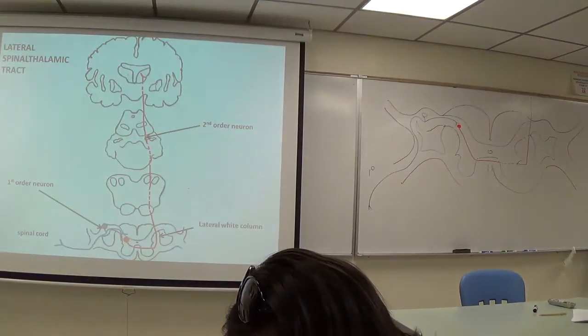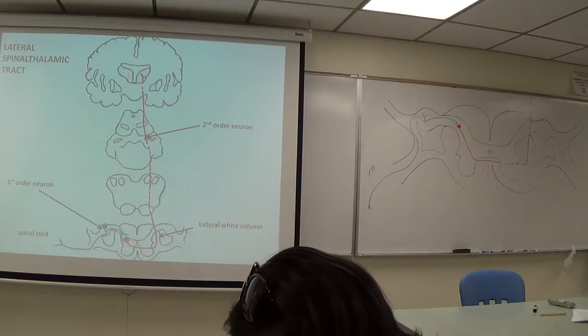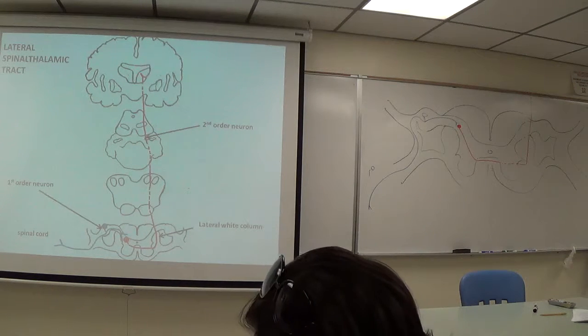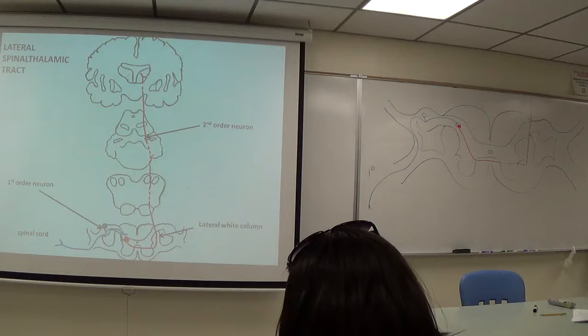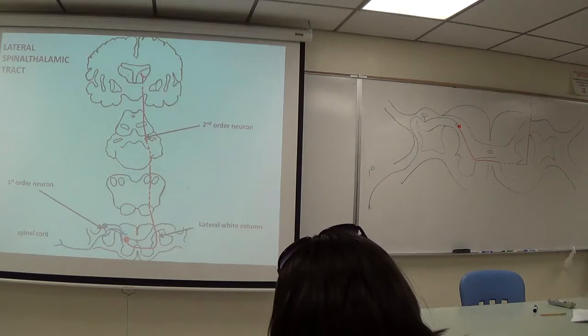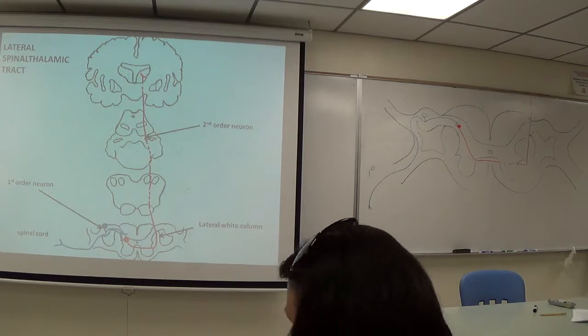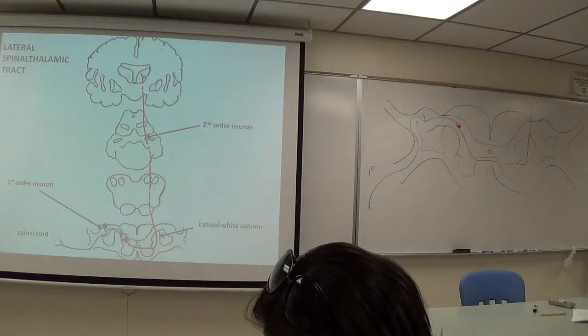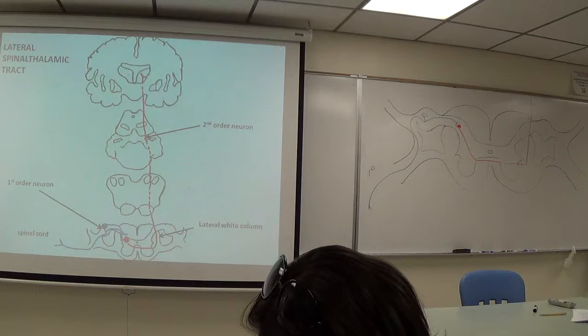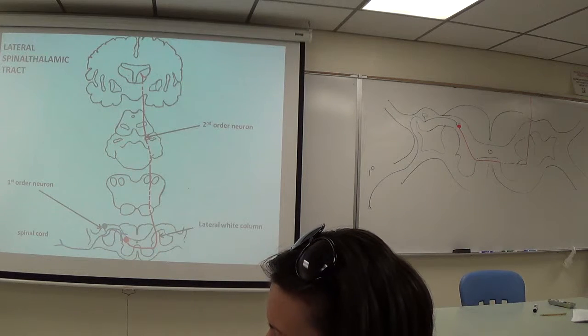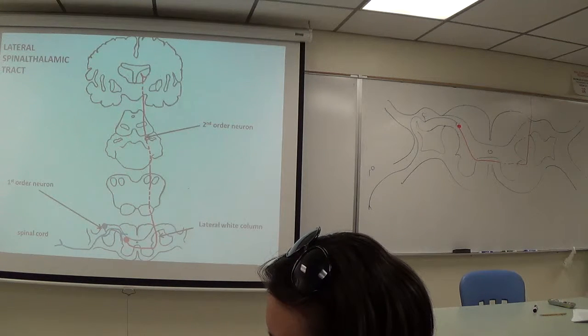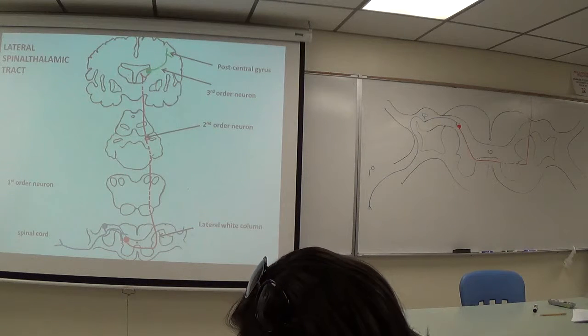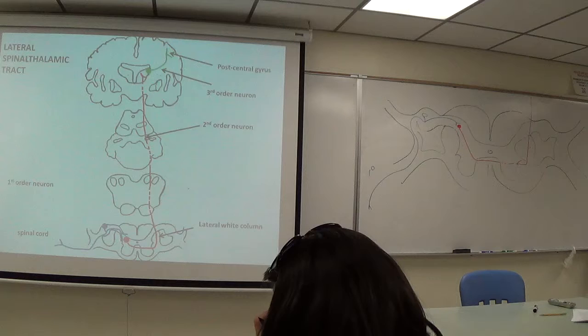All right, so what do second order neurons do? They end in the thalamus. That's what our previous second order neuron did. That's what this second order neuron does. Okay? It ends in the thalamus and synapses with the third order neuron, which forms the gray matter of the thalamus and goes to the postcentral gyrus.